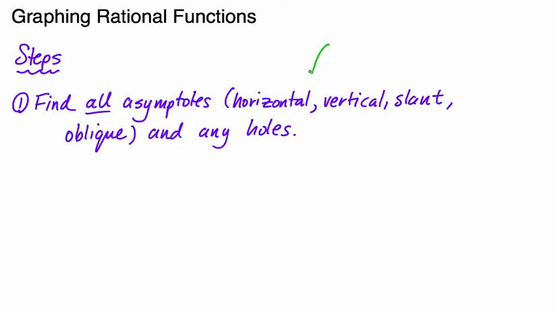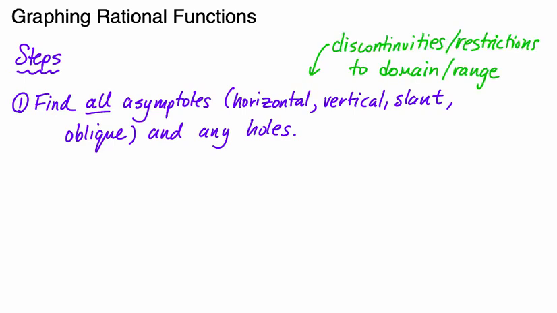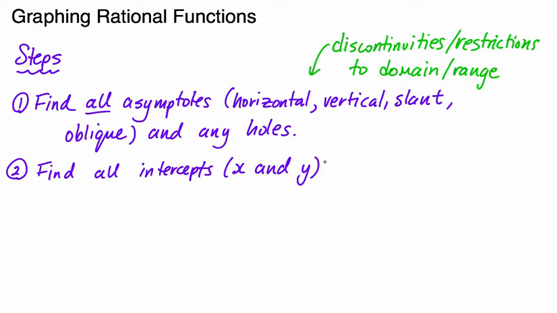So essentially what you're working with here are any discontinuities, any restrictions to the domain and the range, as well as things like slant asymptotes, vertical and horizontal asymptotes that help you determine some of the shape of the graph. Step 2, find all the intercepts. And of course you want to find the x and the y-intercepts. And of course with both of these steps you're only finding all intercepts or finding all asymptotes if they exist, if they're possible. Step 3 is to make a table of values.